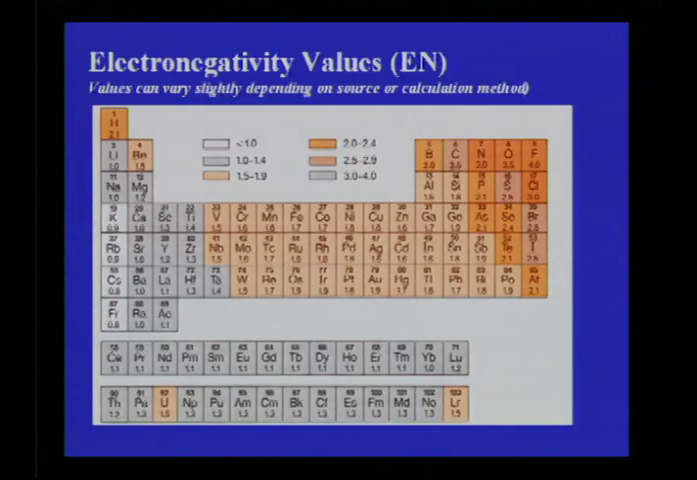Notice that the transition metals are pretty much the same. There's not much variation here. And of course, with the rare earths, they're almost all the same, like 1.1 as you see here. But the big variation is here on the right-hand top corner.